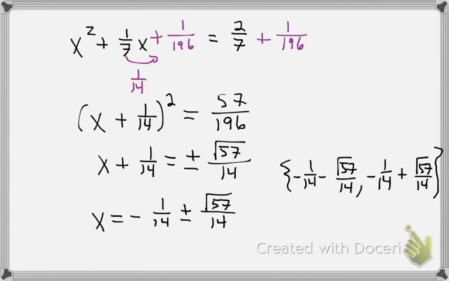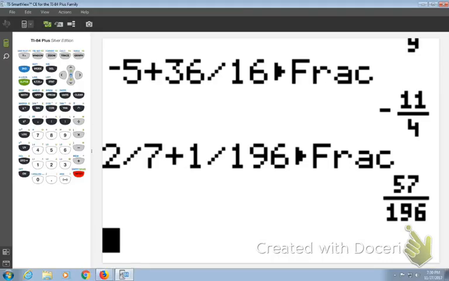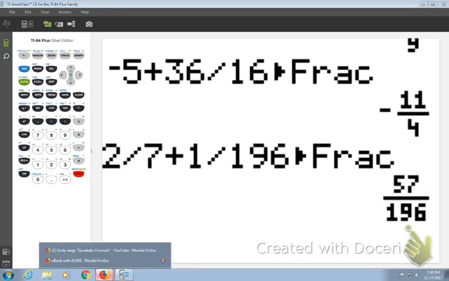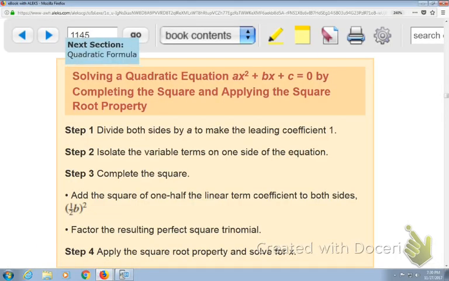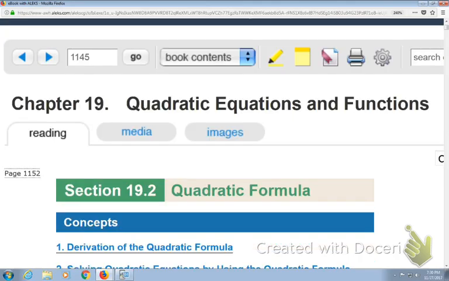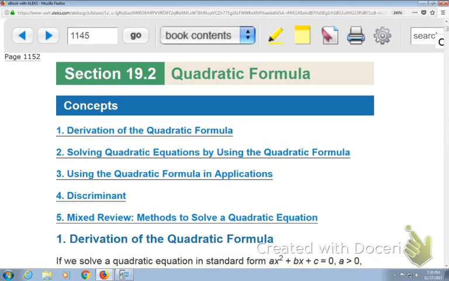All right. So let us look at our next section, 19.2, called quadratic formula. All right, so let's do a little bit of development here.